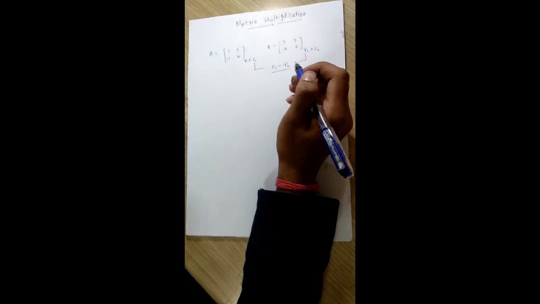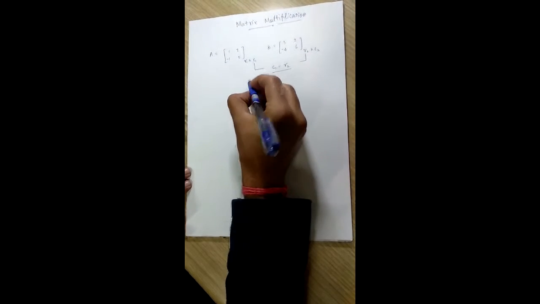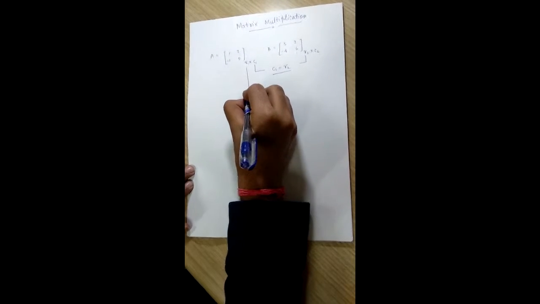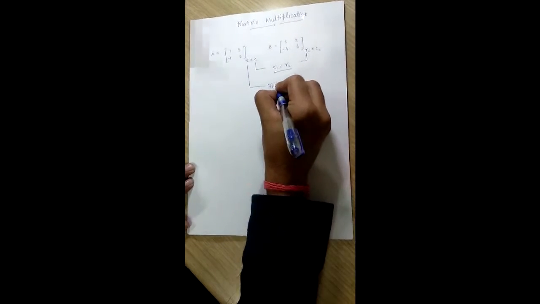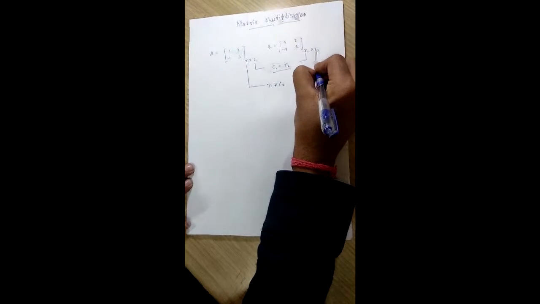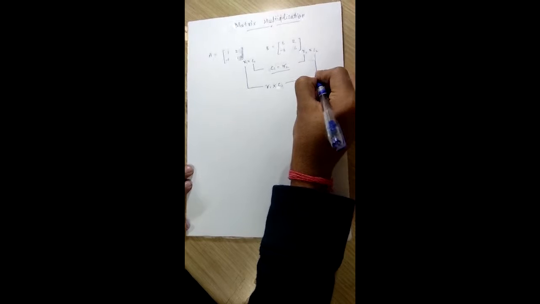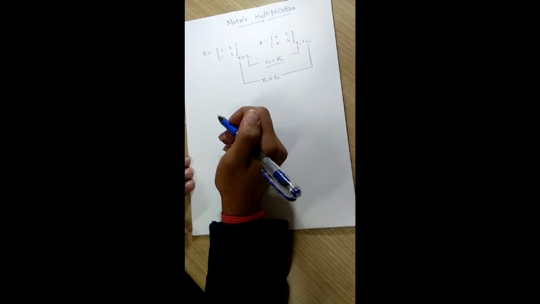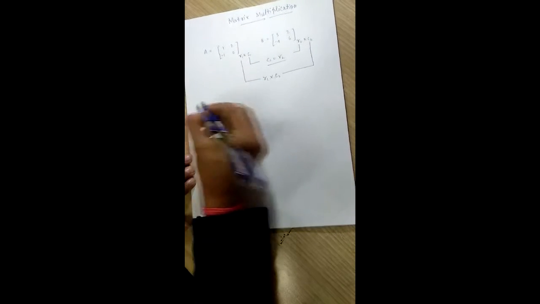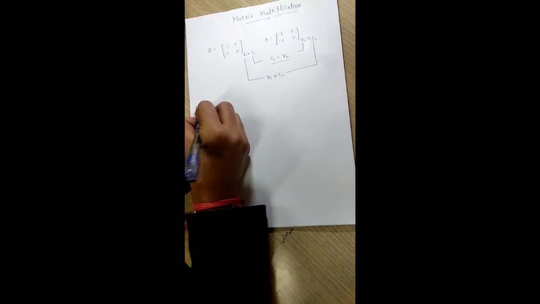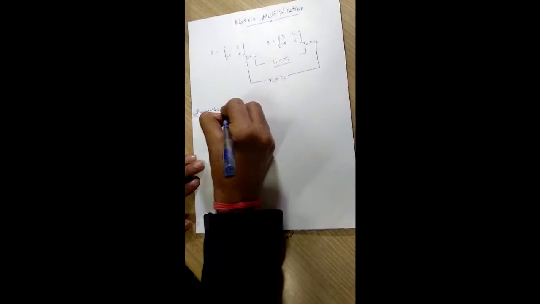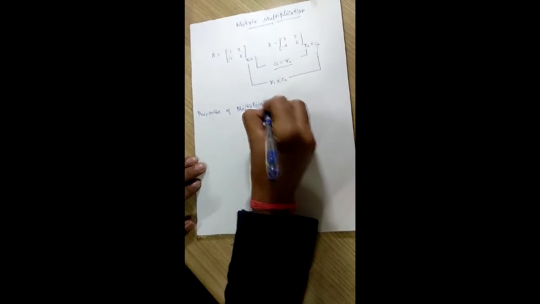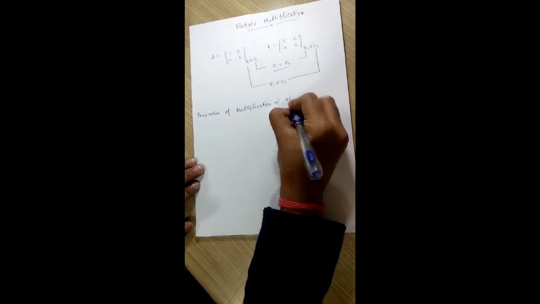And the resultant matrix which we will obtain after multiplication of these two will be of the size of R1 by C2. So far so good. After proceeding into the multiplication of the matrix, let's see some properties of multiplication of these matrix.